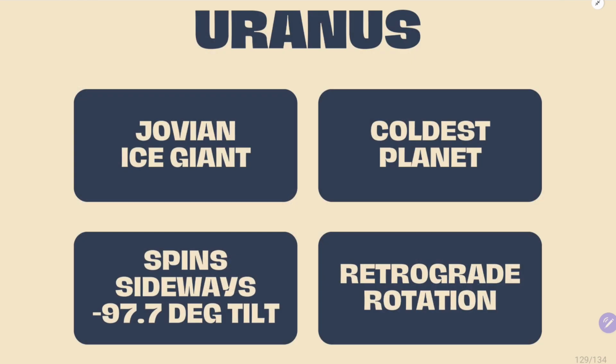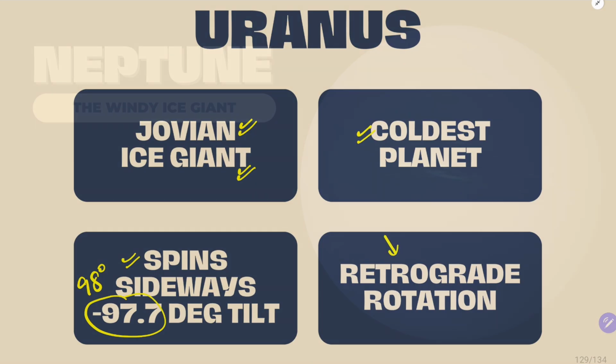To sum up, Uranus is one of the outer or Jovian planets. It is an ice giant along with Neptune. It is the coldest planet of the solar system. It spins sideways, its axial tilt is around 98 degrees, and it has a retrograde rotation.